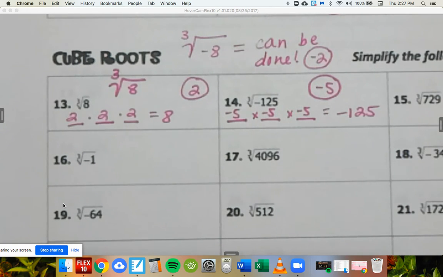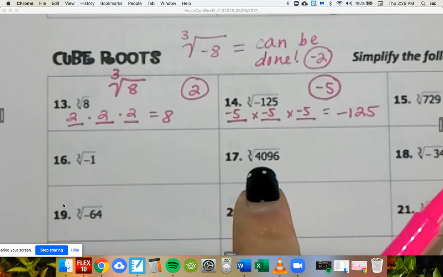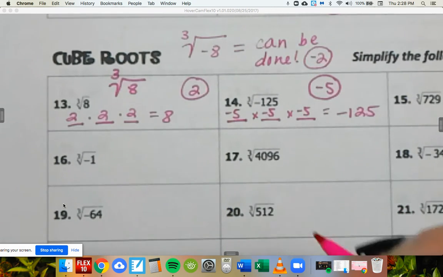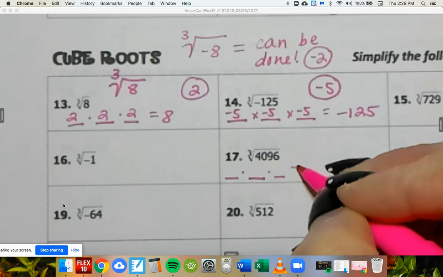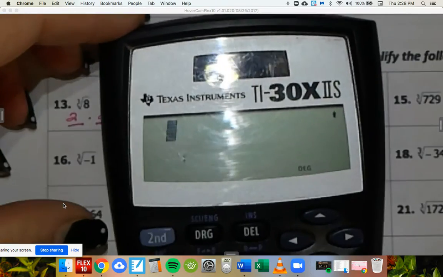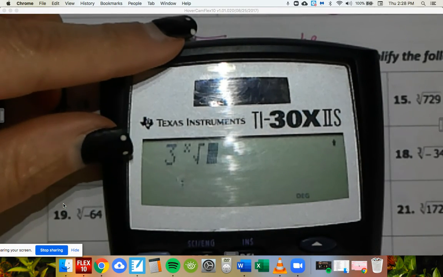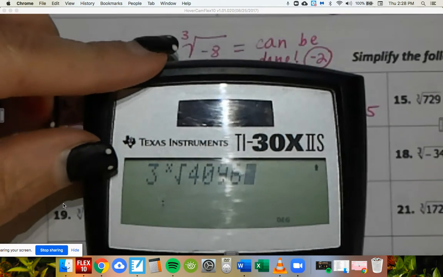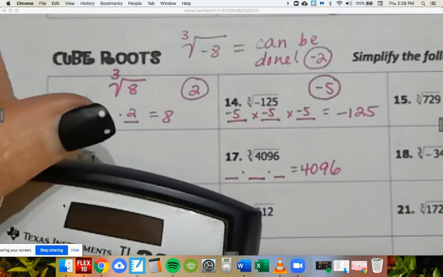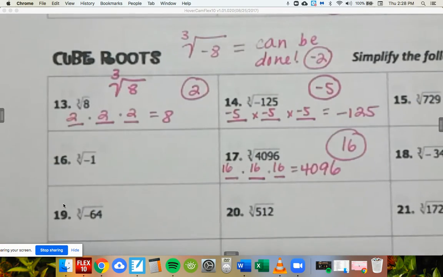Very good. Let's see. Let's do this one. That's a huge number. The cube root of 4,096. Guess what? You probably do not know what number times itself again is 4,096. Guess what? I don't even know that, and I'm a math teacher. So I'm going to put it in my calculator. I'm going to do the cube root of 4096. Awesome. 16. Boom. So it's 16s all the way across. Final answer of 16. All right?